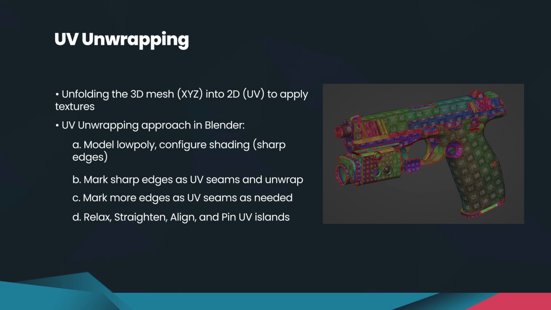My approach to UV unwrapping in Blender is as follows. First, of course, we model the low poly piece and configure its shading. By that, I mean to establish with absolute certainty which edges are sharp and which are not. Sharp edges require UV cuts, but UV cuts don't require sharp edges. There is one case where adding sharp edges to all UV seams can help us though.